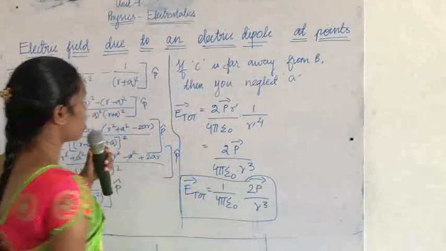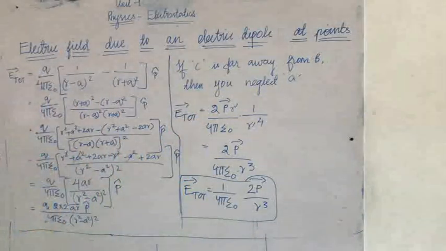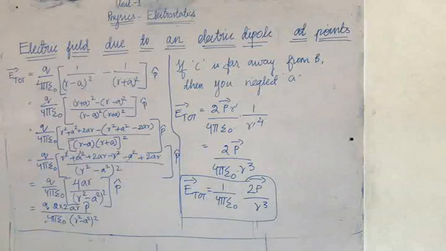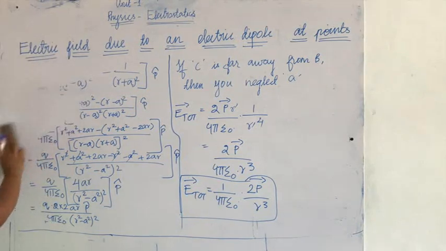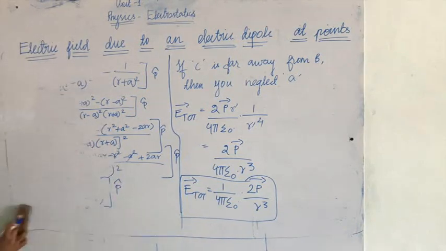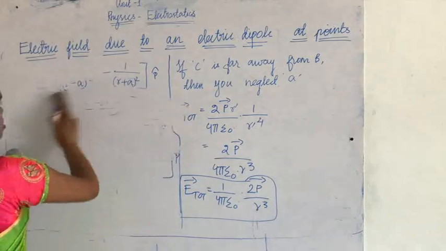Now, this is the total electric field due to a dipole at the points on axial line. Points on axial line. Have you understood, children? Now, let's see electric field due to an electric dipole at points on the equatorial plane. This is case 2.